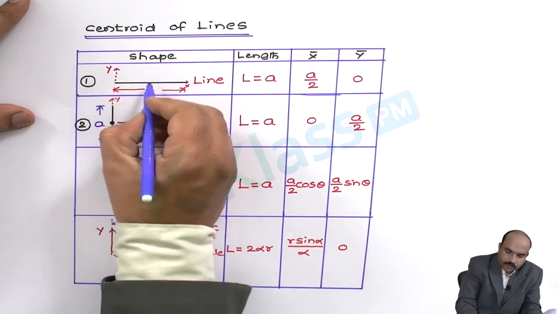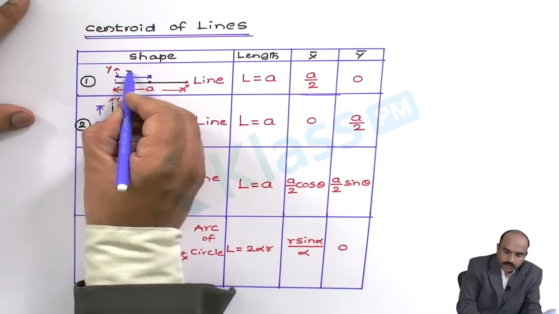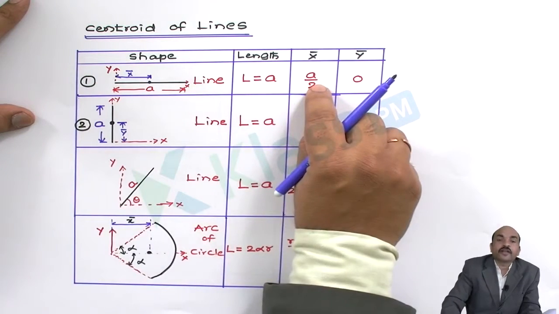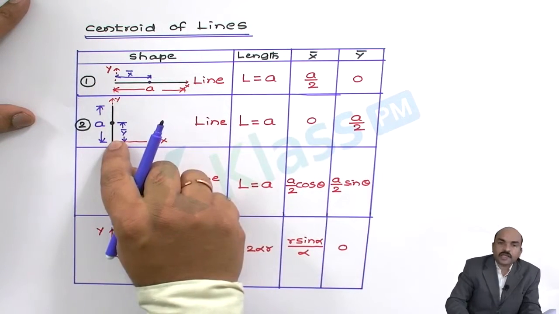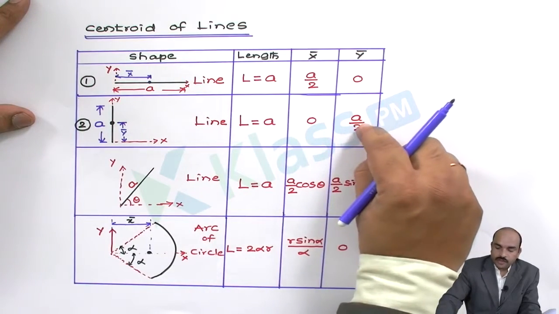Similarly, in the first diagram also, you can see the distance x bar. This x bar is exactly half of the line, so I have written a by 2. Similarly, in the second diagram, this y bar is a by 2 along the vertical. So it is a by 2.